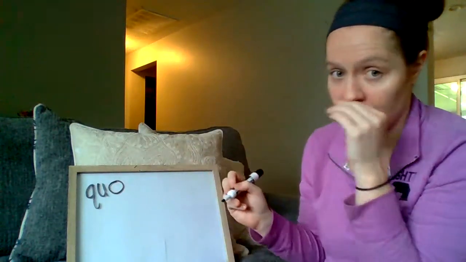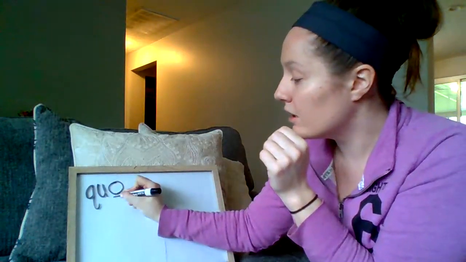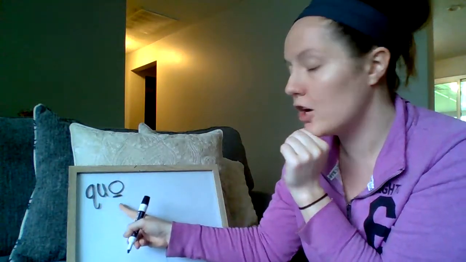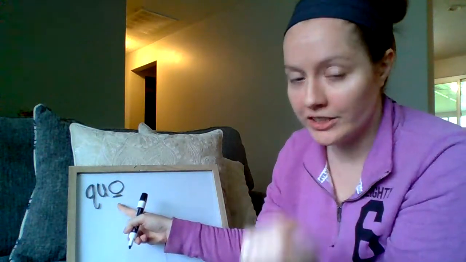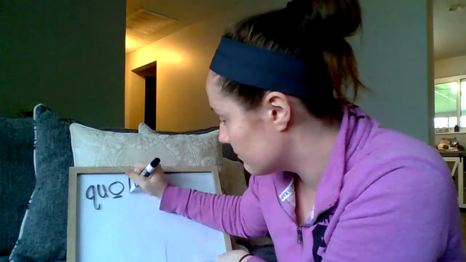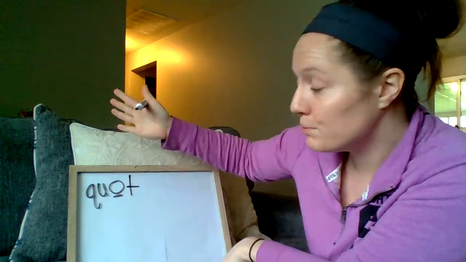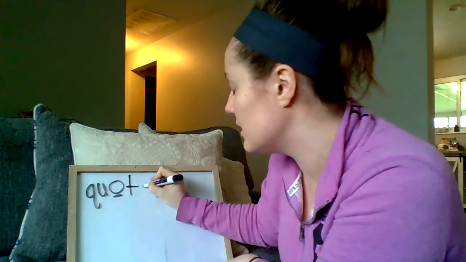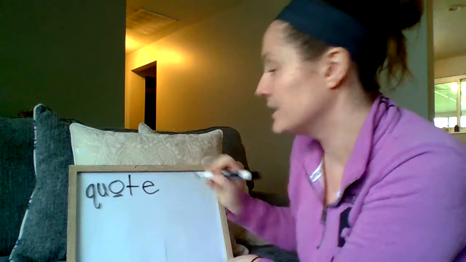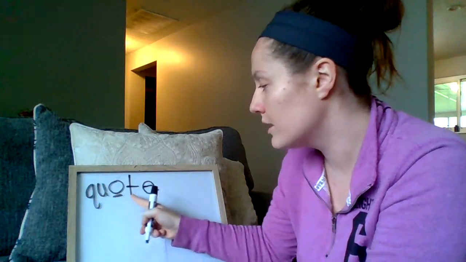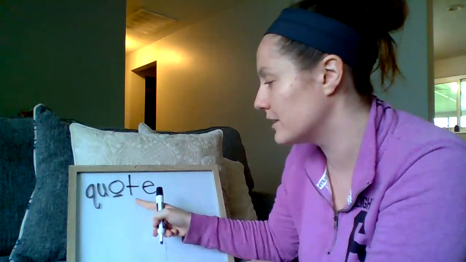O. Think in your head. Is that a long O or short O? Qu. O. T. Letter is T. How does O say its name? Super E or magic E. Sound it out to make sure we have all the sounds. Qu. O. T. Quote. Okay.